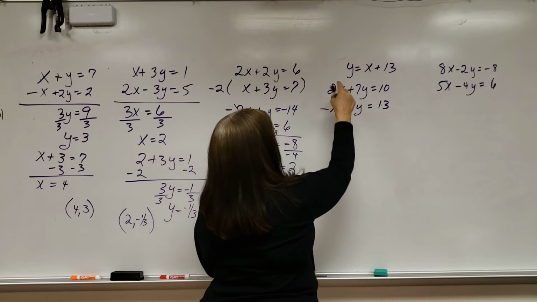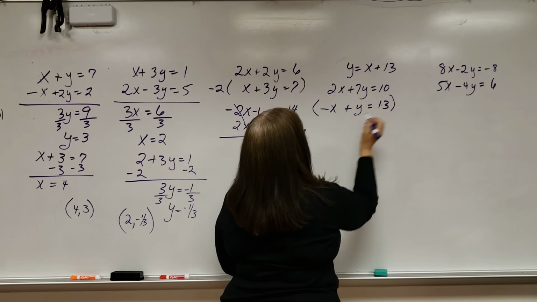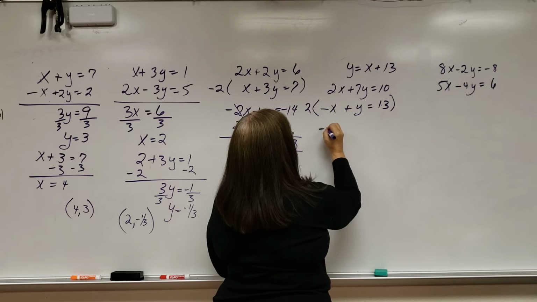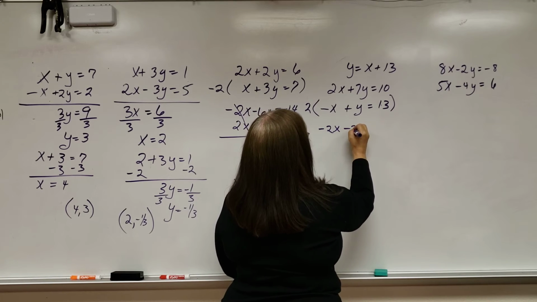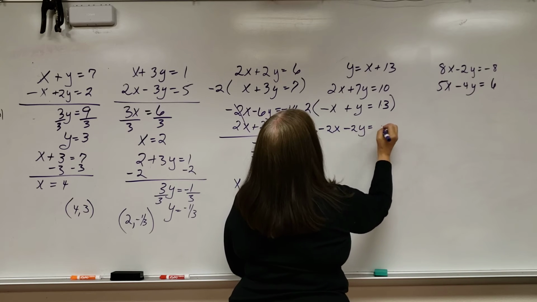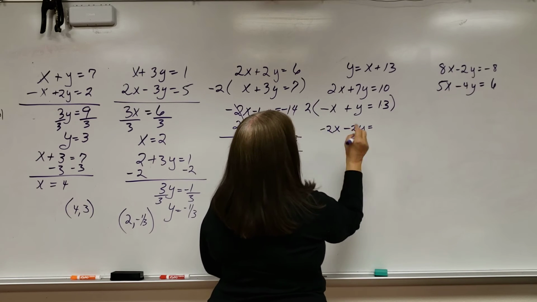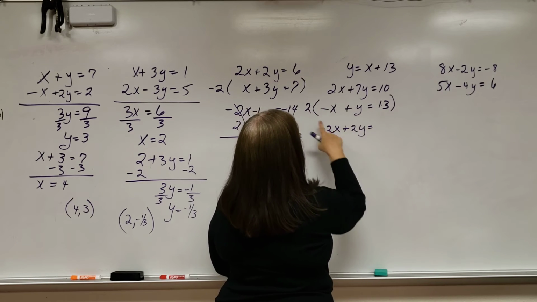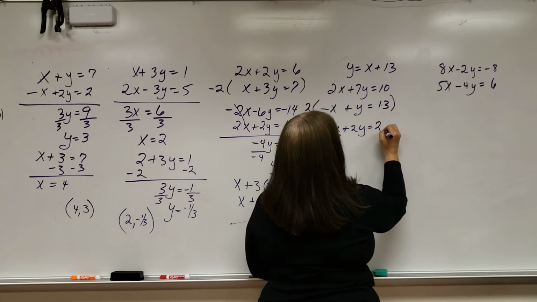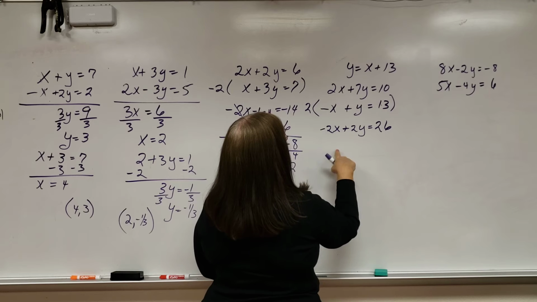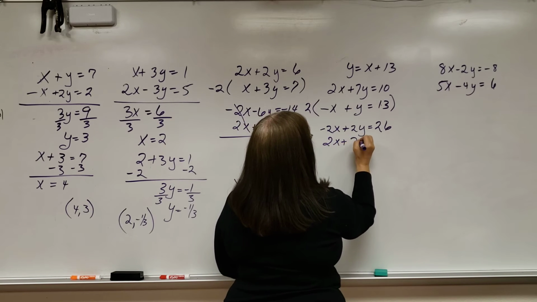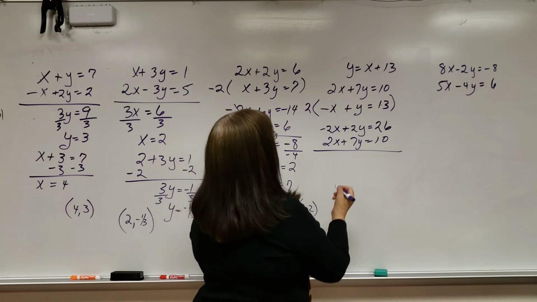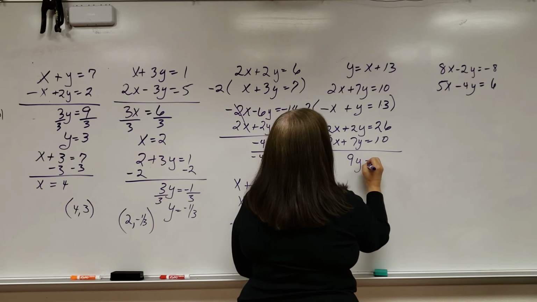I have a 2 here. I have a negative here. So it would just be easiest to multiply everybody by 2. So I end up with negative 2x plus 2y equals, be careful, 2 times 13 is 26. Now I'm going to bring this down here, so I have 2x plus 7y equals 10. Again, we add, so we end up with 9y equals 36.